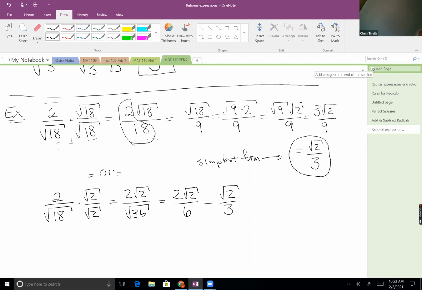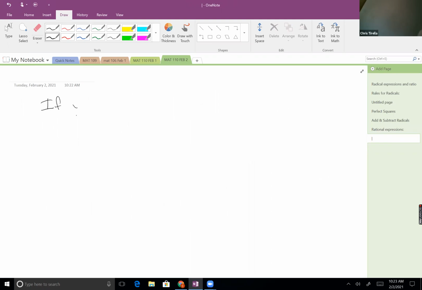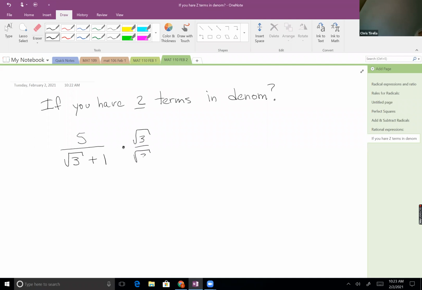If that's all right, then, what happens if you have 2 terms in the denominator? For example, what if I have 5 over the square root of 3 plus 1? I'm going to do it wrong for a second, because some people say, okay, there's a square root of 3, so I'll multiply top and bottom by the square root of 3. Top, 5 square roots of 3, that's fine. But do you notice in the denominator, we'd end up with the square root of 3 times the square root of 3 plus 1, and we have to distribute.